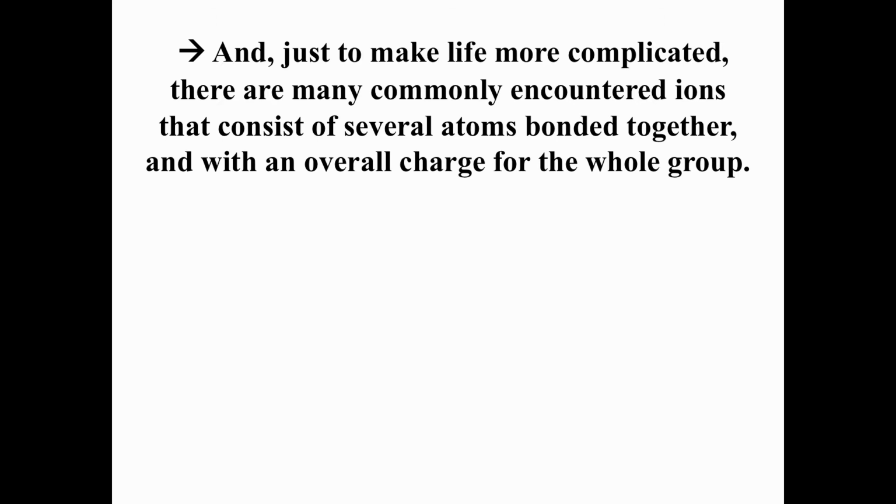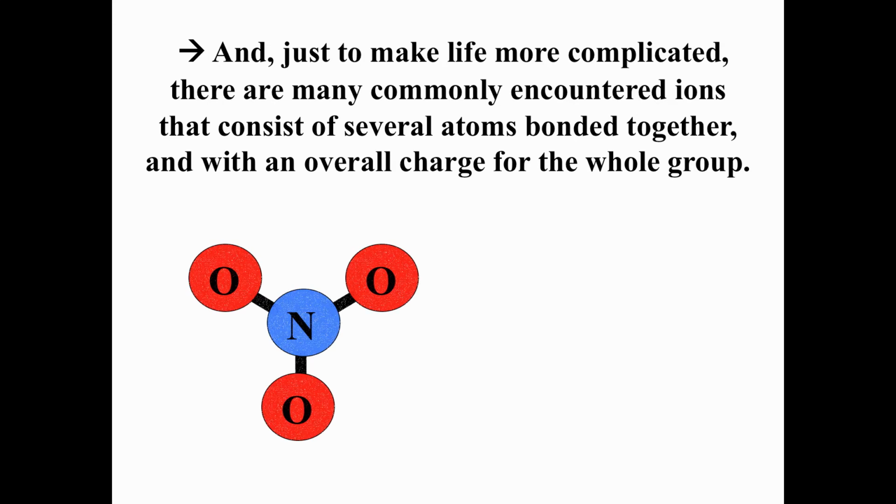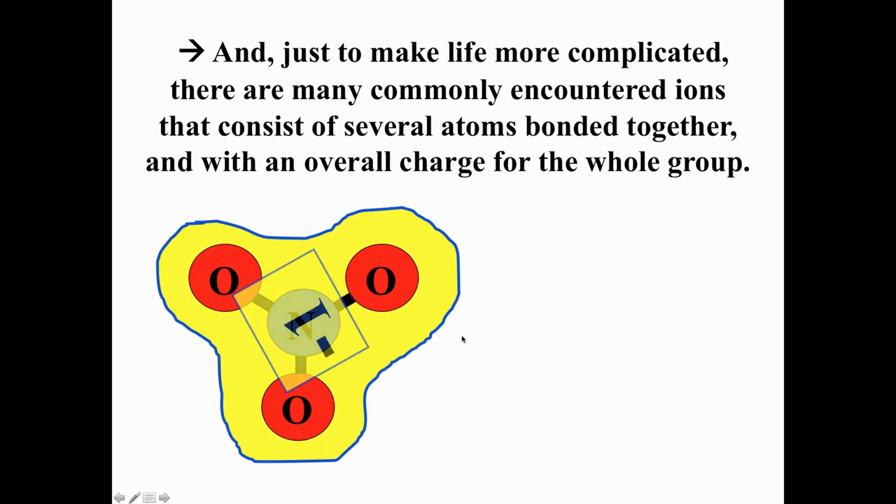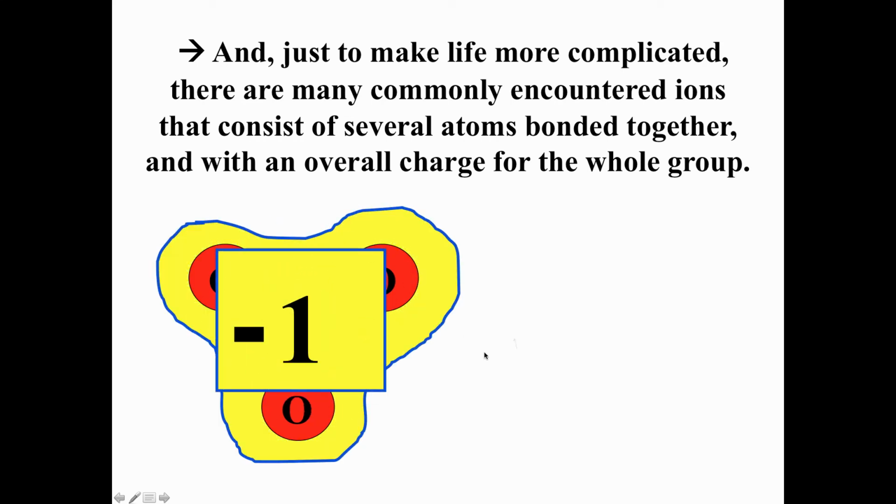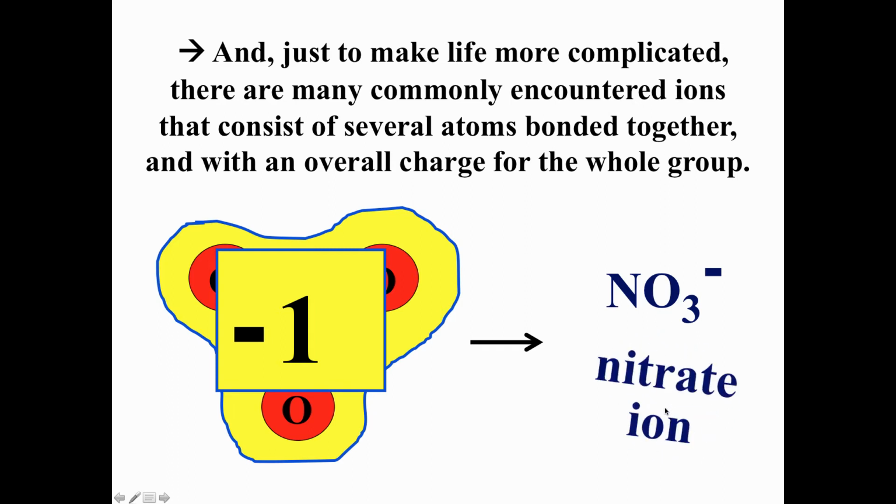Okay, one last thing now with ions, and just to make life a little more complicated, it turns out that there are a number of commonly encountered ions that are actually made up of a number of atoms bonded together, and then the whole group of atoms has a charge. An example of this is one nitrogen atom often bonds with 3 oxygen atoms. The whole thing ends up having a -1 charge, and this is what we call the nitrate ion, which has the chemical formula NO3 with a -1 charge to the whole ion, and we call it nitrate.